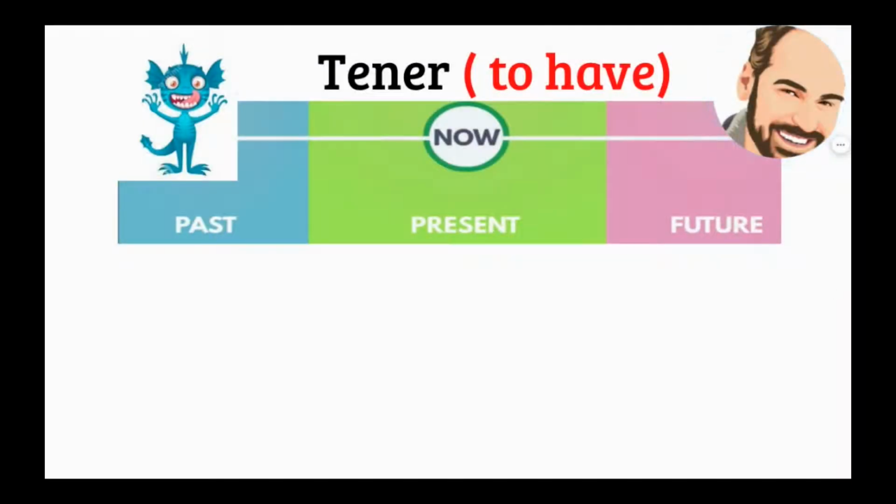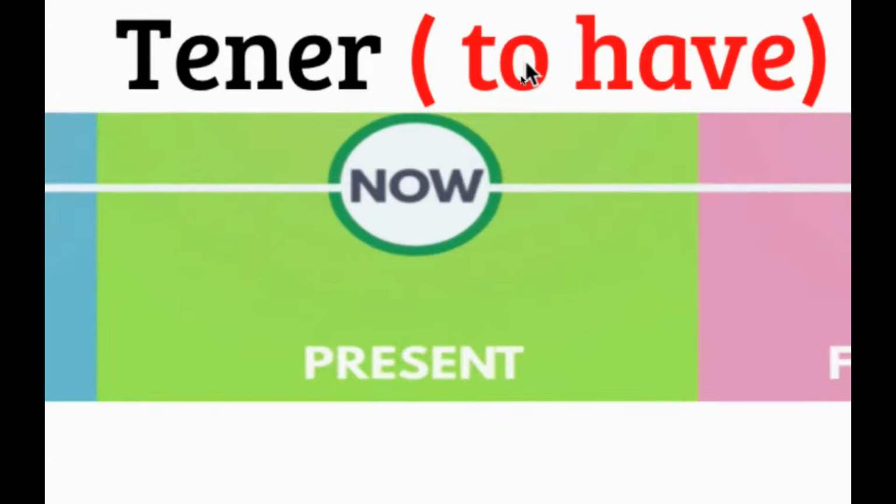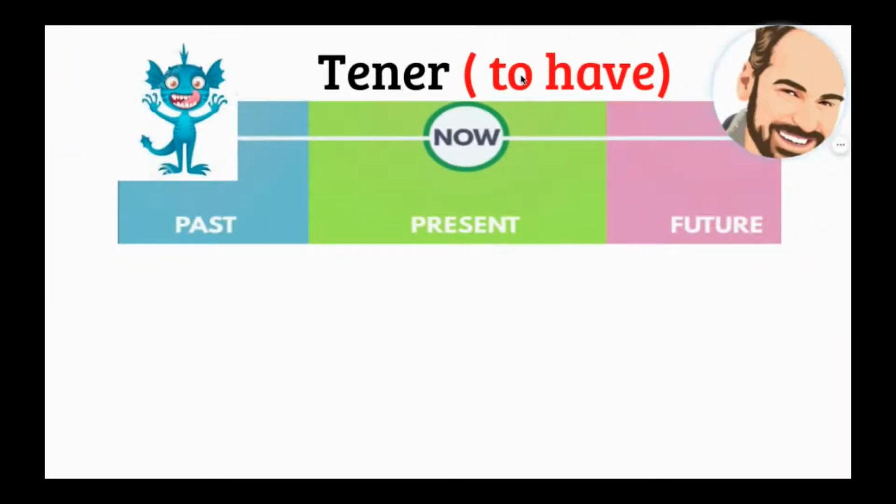Tener, to have. And that is the infinitive. Tener, that is the verb. In English, the infinitive is quite easy to spot: to. Any verb that has "to" before it is an infinitive. That's the general form of the verb. And now we need to talk about the past, the present, and the future.